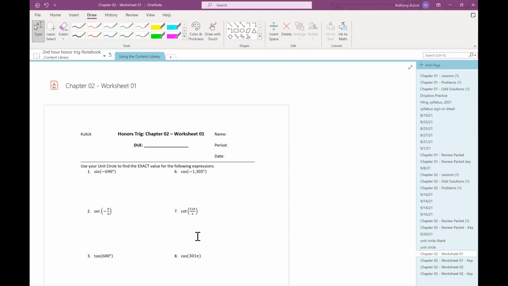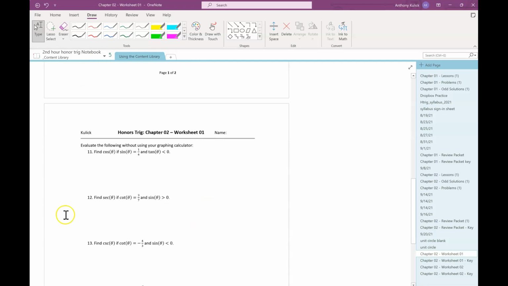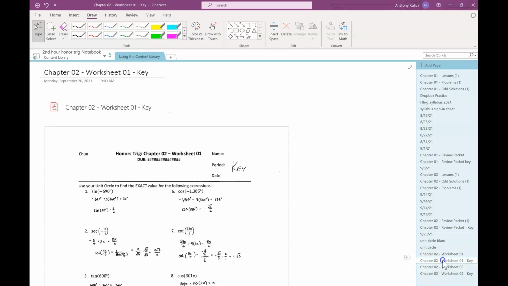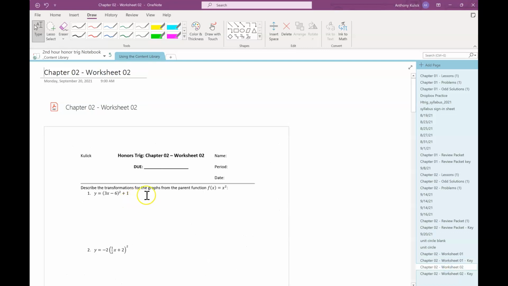The hardest part will be finding the coterminal angle that you need. And then we have some problems like that last example, a couple of those, just to make sure you're good with that. I have the keys attached to them, so there shouldn't be too much trouble there.